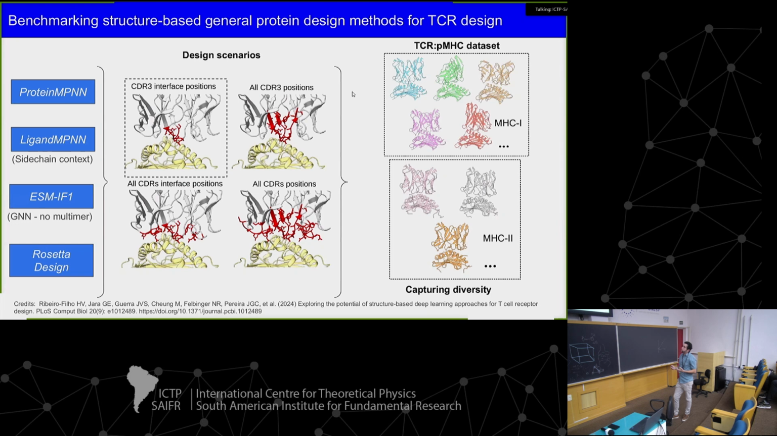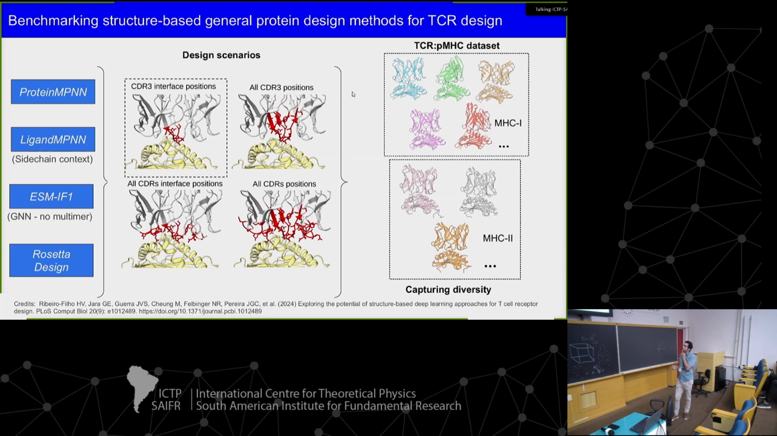We tested different methods, including ProteinMPNN, LigandMPNN. As I mentioned to you, ProteinMPNN just works with backbones, but LigandMPNN can include the side chain contexts, which could potentially help you in the design, so we tested this. And ESM. ESM is another method that basically uses a graph neural network. It was not trained on multimers, I mean, 2 assemblies of proteins, just monomers. But even so, it's able to predict with a good accuracy the residues there. And Rosetta Design. Rosetta Design is basically, we are using as a baseline, considering that this is only a physics-based approach. So we test those methods, we benchmark those methods in different design scenarios.